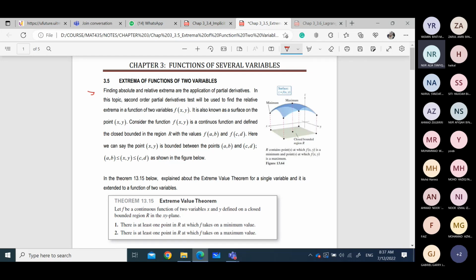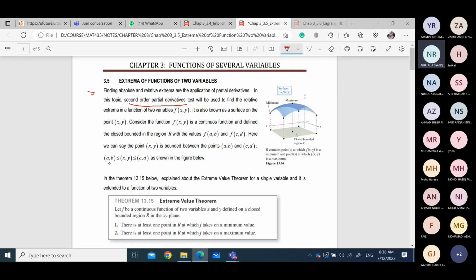So finding absolute and relative extrema are applications of partial derivatives. In this topic, the second order partial derivative test will be used to find the relative extrema of a function of two variables, also known as a surface, at the point (x, y). Consider the function f(x, y), a continuous function defined on the closed bounded region R with the values a, b, and c, d, where (a, b) and (c, d) are points. So here we can say the point (x, y) is bounded between the points (a, b) and (c, d).